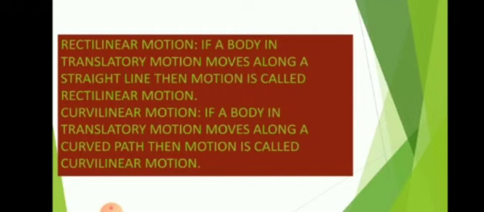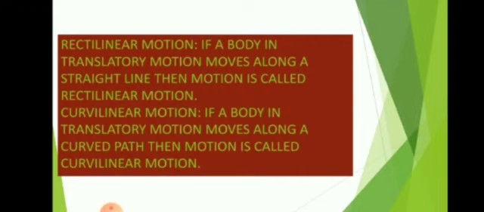Now, if your body in translatory motion moves along a straight line, then the motion is called rectilinear motion. For example, we can say movement of a train on tracks, motion of coins on a carom board, motion of a mango falling from a tree are the examples of rectilinear translatory motion. Next is curvilinear translatory motion.